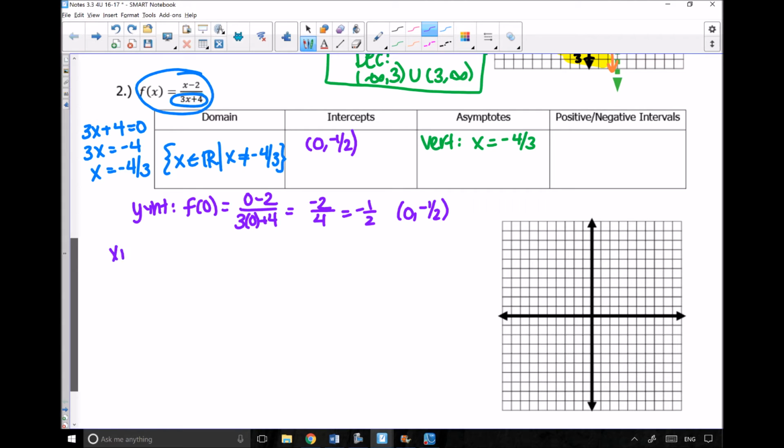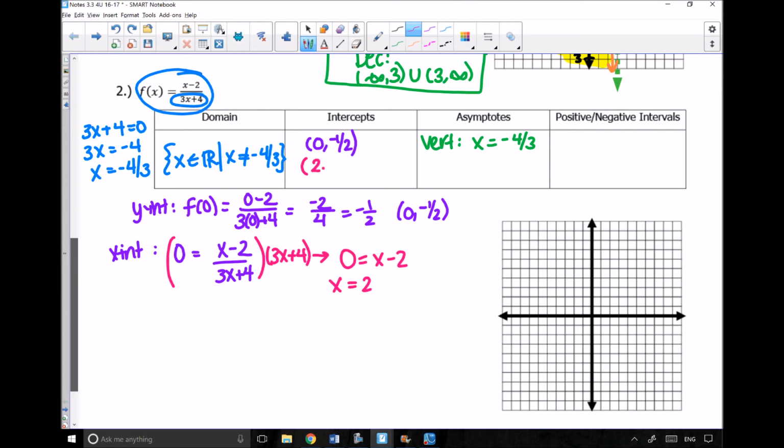Now for my x-intercept, remember we have to plug in 0 for f of x. So I'm going to say 0 equals x minus 2 over 3x plus 4. And since it's an equation, I can multiply by 3x plus 4 on both sides. So what does this turn into? Well, 0 times 3x plus 4 is just 0, and then my 3x plus 4's on this side cancel out. So therefore, I get x equals 2. So I have an x-intercept at 2, 0.